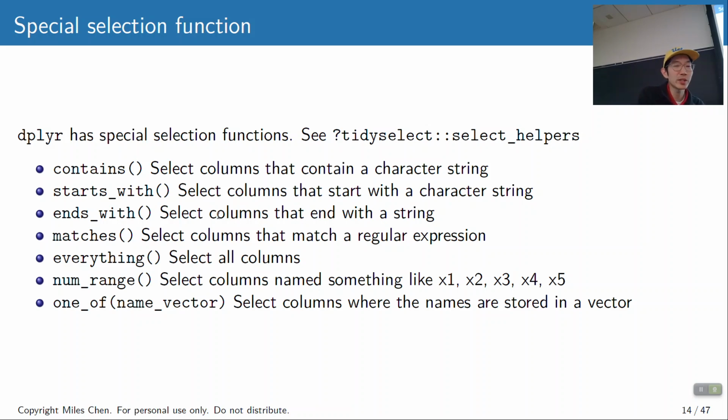dplyr comes with these select helpers, okay? And so you can look up more information using this command, tidyselect select helpers. And these allow you to select columns based on their names. Sometimes you're going to be working with a huge data set, maybe a data set with like 200 columns.